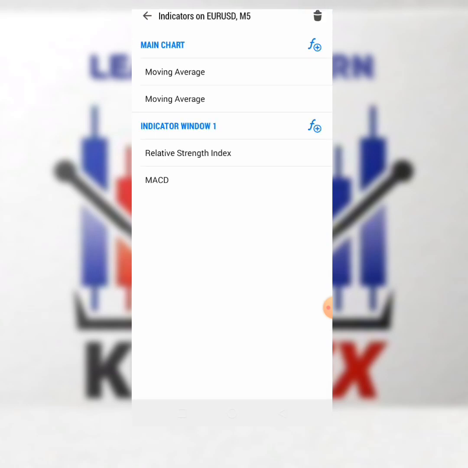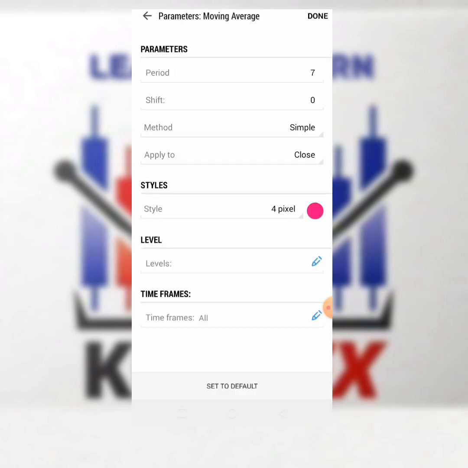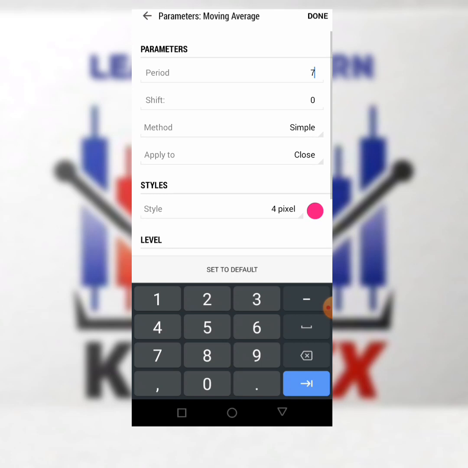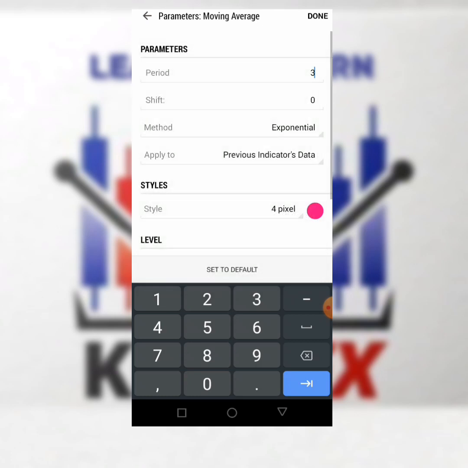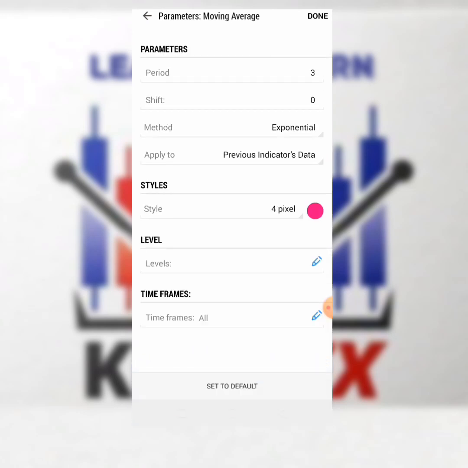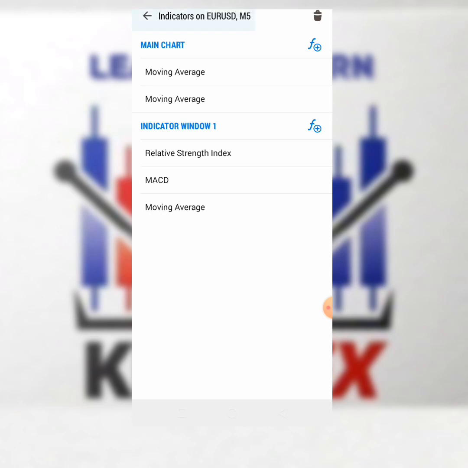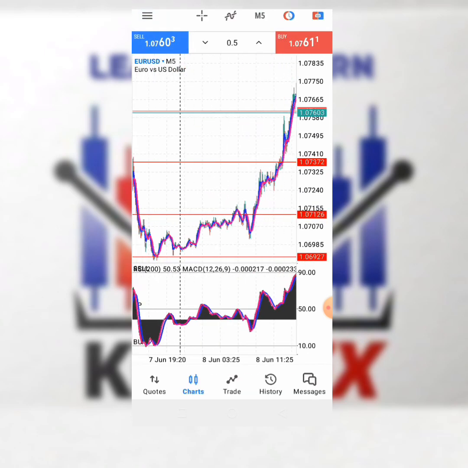Now our last indicator is the moving average. Our period will be period 3, shift is 0. Our method will be exponential, and I will be applying this to previous indicator's data. The style is 4 pixel and the color is pink. And with this, we are done. That's all you need.